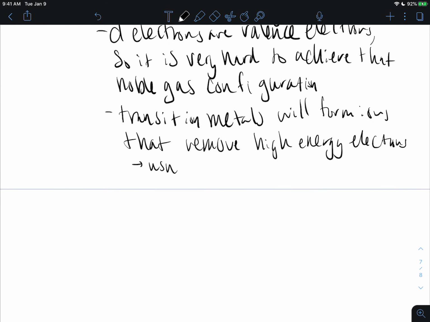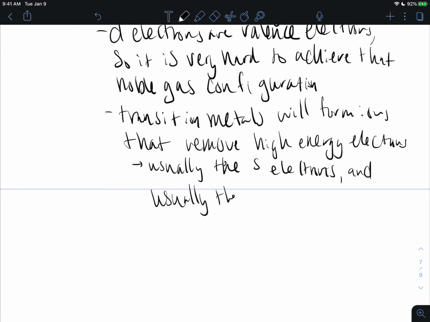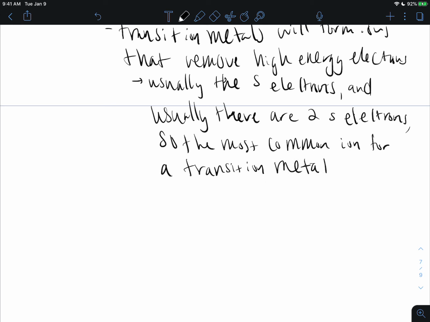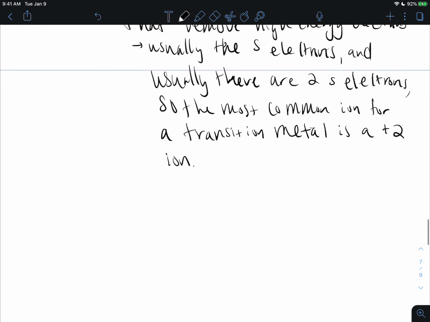So usually the s electrons. And usually there are 2 s electrons. So the most common ion for a transition metal is a +2 ion. Okay? And let's look at an example real quick to see what I mean.